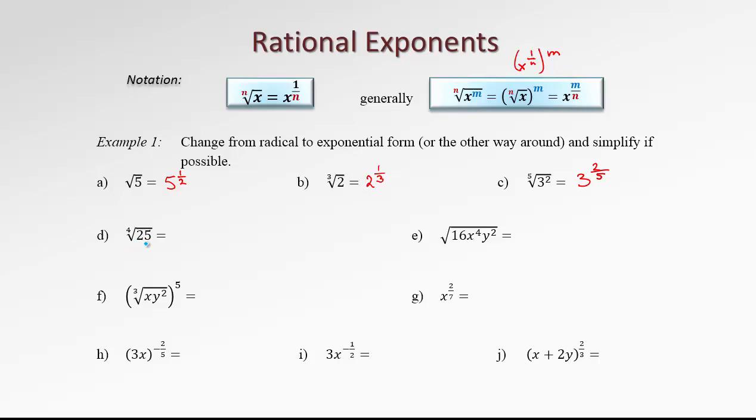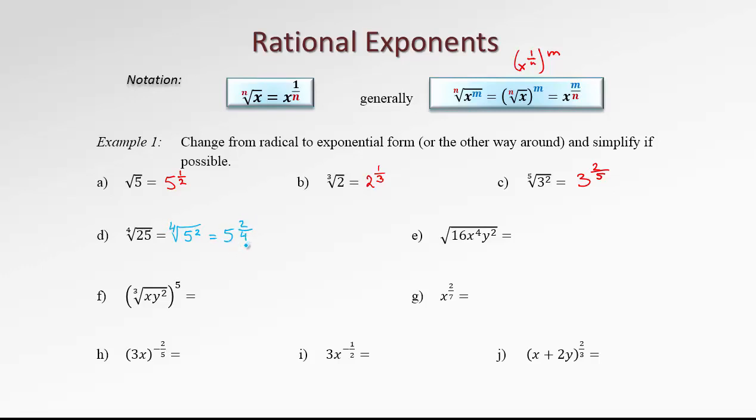Okay, let's try the next example. 4th degree root of 25. First of all, let's rewrite 25 as a power of a prime number. This is really 5 squared. So we have 4th degree root of 5 squared. And then we can use this property. Keep the exponent 2 in the numerator of the fractional exponent and the index of the radical in the denominator.